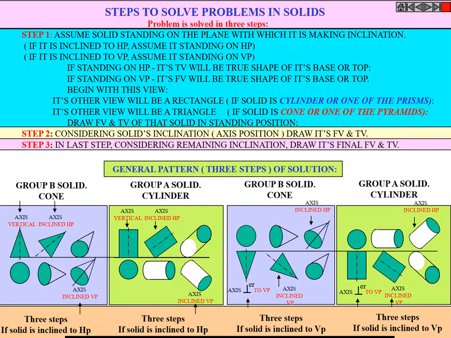When you want to solve problems in solids, assume the solid is standing on the plane with which it is making inclination. If it is inclined to HP, assume it is standing on HP. If it is inclined to VP, assume it is standing on VP. So its top view will be the true shape of its base or top. If it is standing on VP, its front view will be the true shape of the base. So here, for solids like the cone and cylinder, the different cases of resting on HP and resting on VP are discussed.